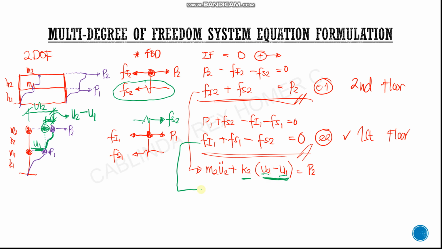So if you're going to write the second equation for the first floor, Fi1 will just be the mass times the acceleration, m1 times u double dot 1, plus Fs1, so we have k1 times u1. It is just u1 because the static force, or the column in the first floor, is only resisting this deformation, which is u1. And then minus Fs2, that is minus k2 times u2 minus u1, is equal to P1.